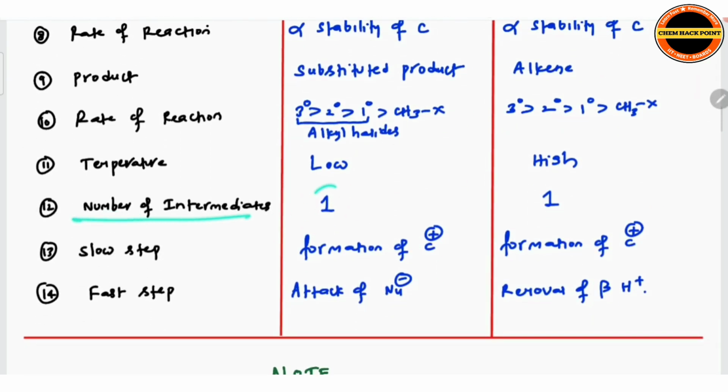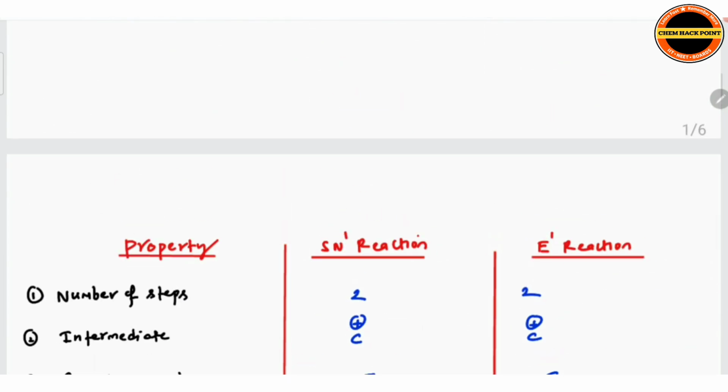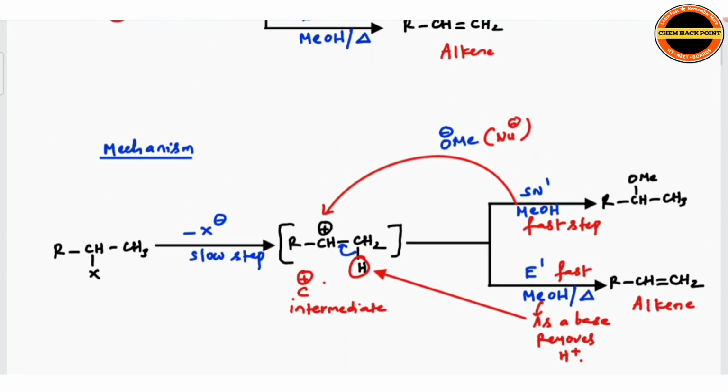Number of intermediates is 1, here also intermediate 1, that is carbocation. The slow step is formation of carbocation, here also the slow step is formation of carbocation. In the fast step, attack of nucleophile occurs. In the fast step, removal of beta hydrogen occurs in E1 elimination. That's what we studied in the above mechanism. See what we did: in the fast step, the nucleophile attached here. If the E1 reaction is occurring under these conditions, then the beta hydrogen next to the carbocation is removed.